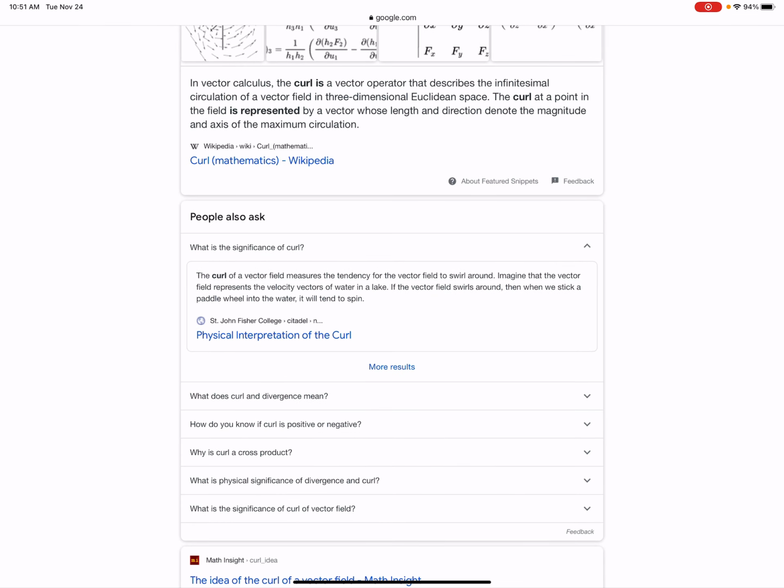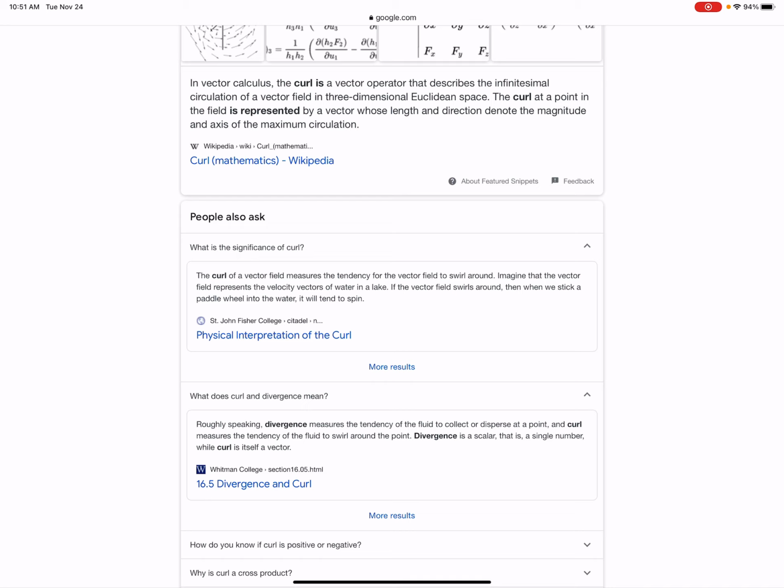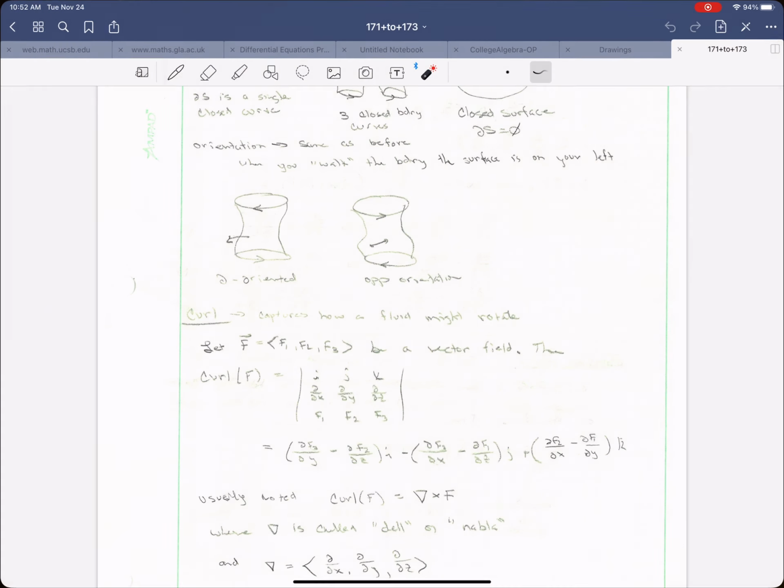What does curl and divergence mean? Here's another one. And so divergence means it's either like a pool or a sink, or it's a source, meaning it's where like a spring or something like that. So we will talk about both of them.